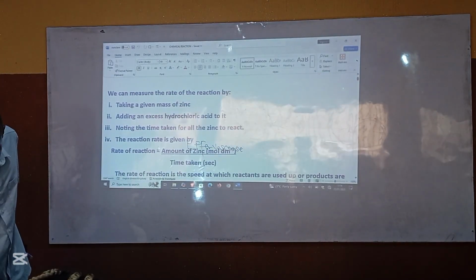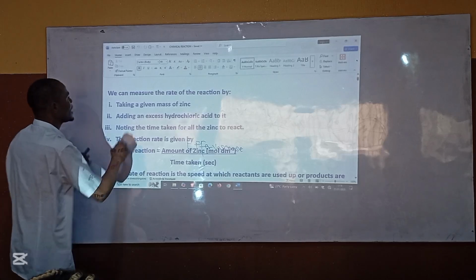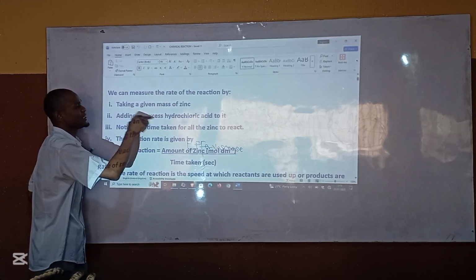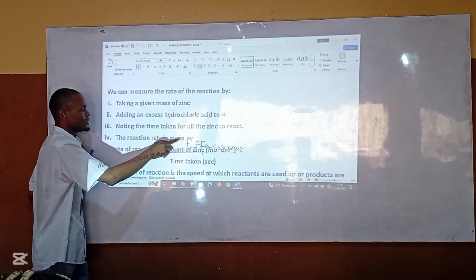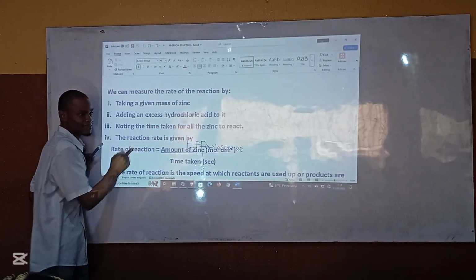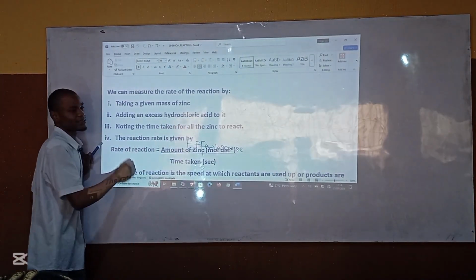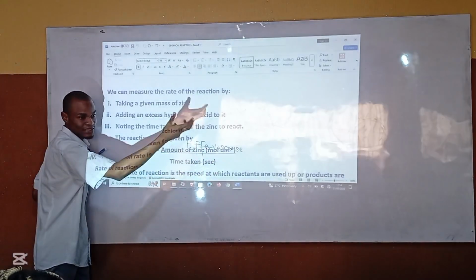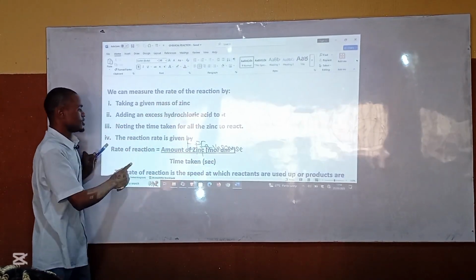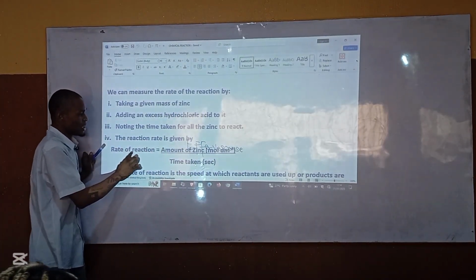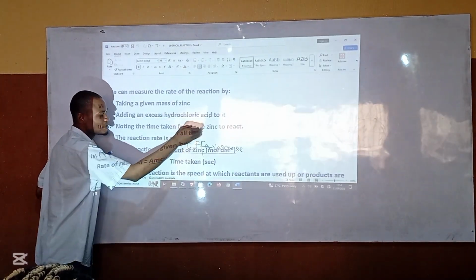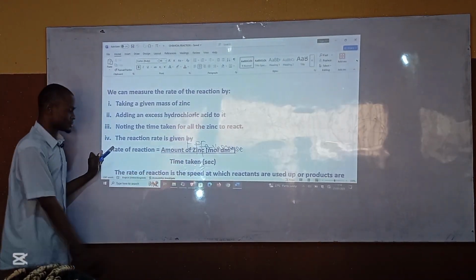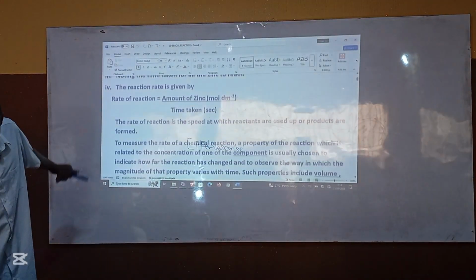So look at it now. We said we can measure the rate of chemical reaction by taking a given mass of zinc, adding excess hydrochloric acid to it, noting the time taken for all zinc to react. Now how will I know zinc has reacted? By liberation of hydrogen gas from the equation I showed you. So the reaction rate is given by amount of zinc converted. I told you amount is also the same thing as mole. Amount of zinc converted over time taken in seconds. So that's the rate of chemical reaction formula.